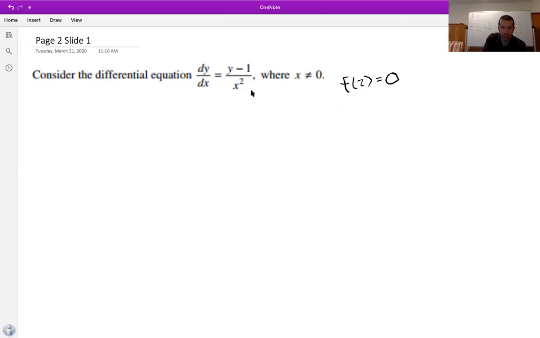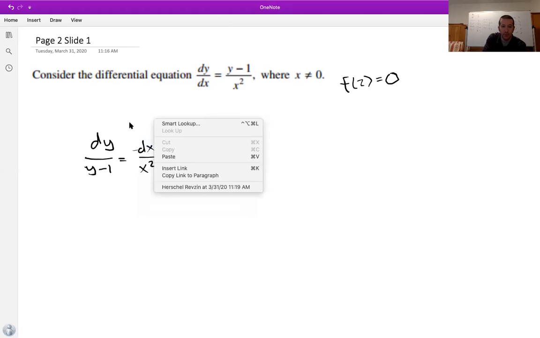The first thing to do is to separate variables, because that's our method for solving this. Basically, I'd multiply both sides by dx, which puts the dx on top over here. Then I divide both sides by y minus 1, which puts the y minus 1 down here. And I end up with dy over y minus 1 equals dx over x squared. That's not a negative, that's just me not being good at using this. There we go. This is step 1, you've got to separate variables.